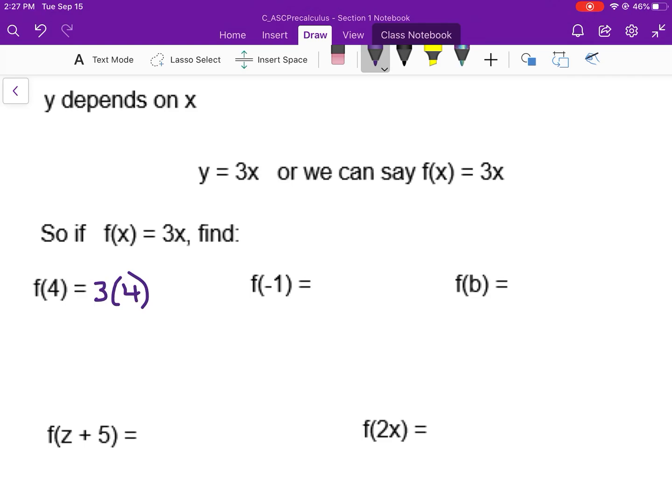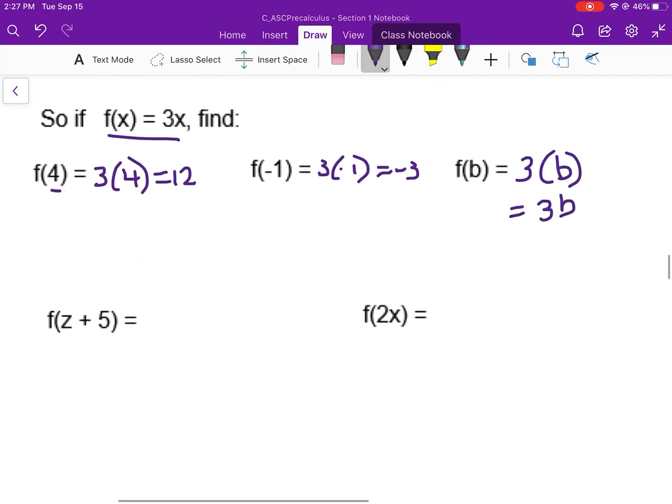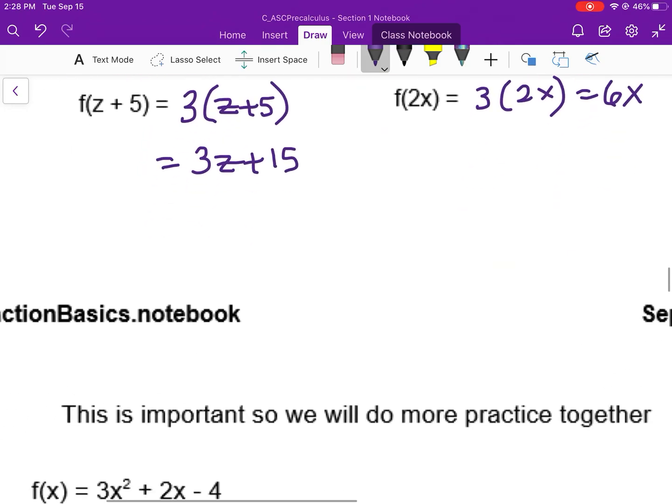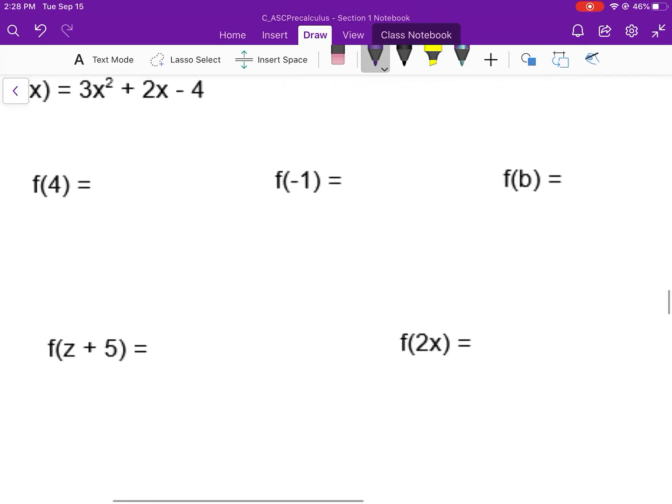3 times whatever's in the parentheses is what we're doing here for this function. 3 times whatever's in the parentheses. So this is 3 times whatever's in the parentheses. This is, my negative signs and equals are kind of quirky. 3 times whatever's in parentheses, which is 3b. This becomes 3 times whatever's in parentheses, which is z plus 5, which is 3z plus 15. This is 3 times whatever's in parentheses, which is 6x. Okay? So then we had some more practice.